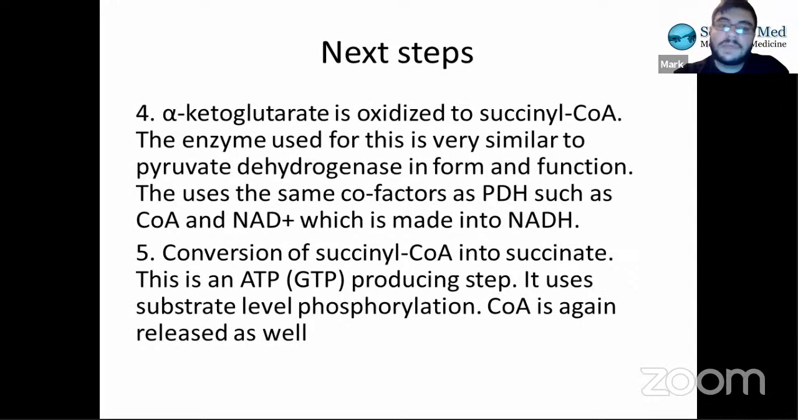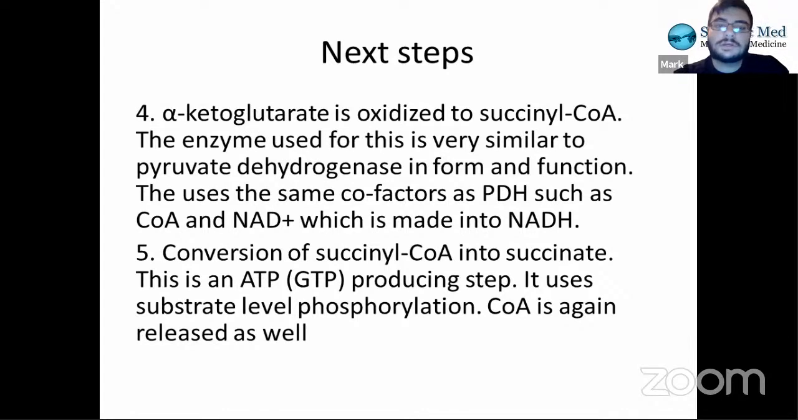Okay. Next, alpha ketoglutarate is oxidized to succinyl-CoA. The enzyme used for this is very similar to pyruvate dehydrogenase in form and function. Again, because I didn't really cover the form and function of that one, it's not really that crucial, but they're very similar. It has the same E1, E2, E3 components, which have very similar mechanisms to the pyruvate dehydrogenase. And it uses the same cofactors such as CoA, NAD+, and those other ones that you didn't have to remember. And it also makes NADH.